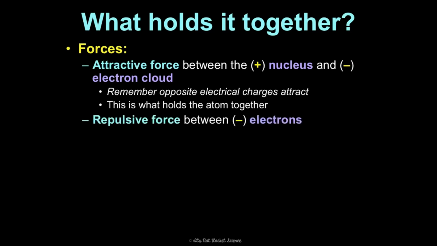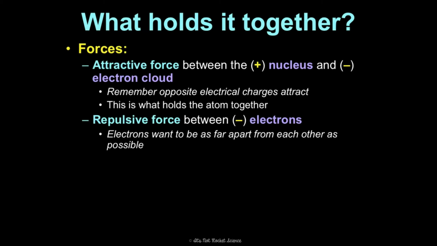Now, what gives the atom some of its shape is the repulsive force between the negative electrons. Remember, like charges repel. So electrons want to be as far apart from each other as possible because they have the same charge. And so this gives the electron cloud a lot of volume as the electrons try not to be near each other and try to spread themselves out.